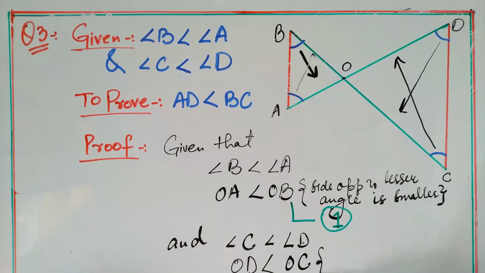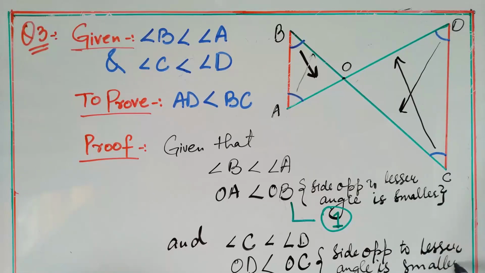And the reason is side opposite to lesser angle is smaller. Okay. Now this I will call as second. This can be called as second. Let me write this here. This can be called as my second equation.